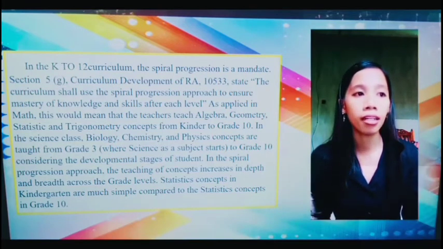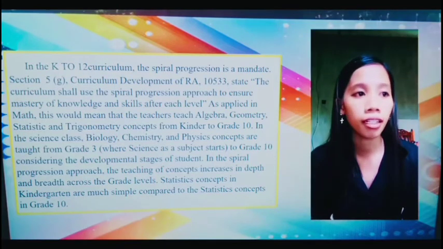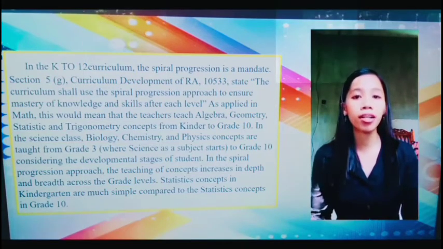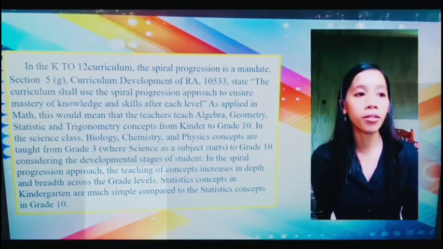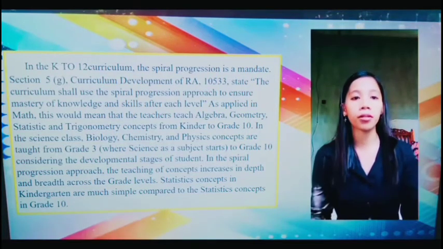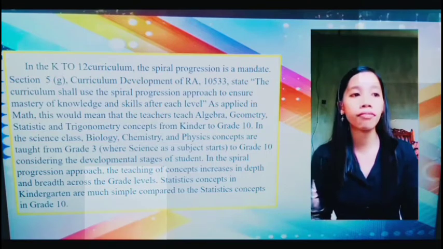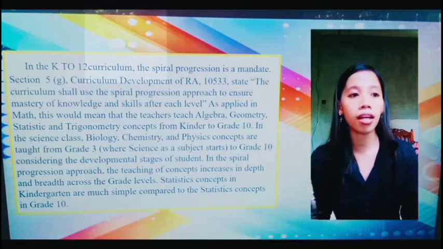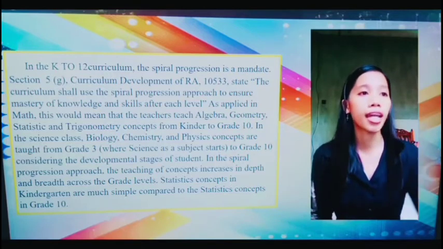As applied in math, this means that teachers teach algebra, geometry, statistics, and trigonometry concepts from kindergarten to grade 10. In the science class, biology, chemistry, and physics concepts are taught throughout grade 10, where science as a subject starts, considering the developmental stage of the students. In the spiral progression approach, the teaching of concepts increases in depth and breadth across the grade levels. Statistics concepts in kindergarten are much simpler compared to the statistics concepts in grade 10.